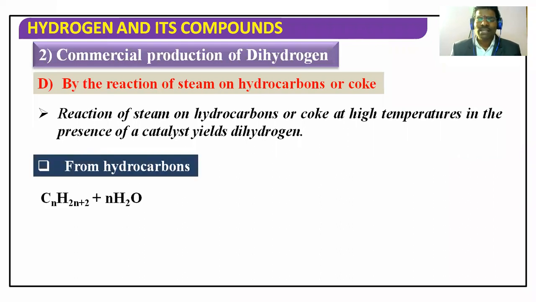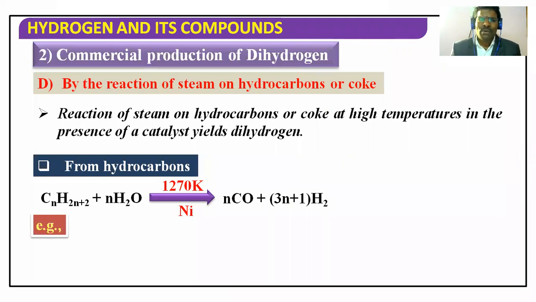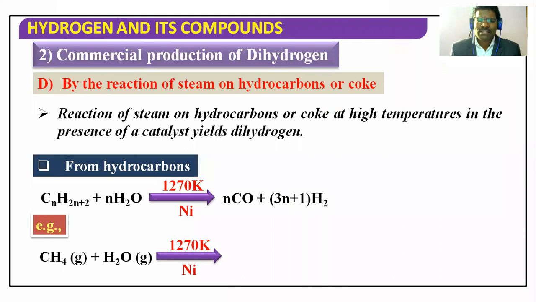See one example, dear students. I took here alkane CnH2n+2 plus nH2O. CnH2n+2 is known as alkane. So what is the answer? At 1270 kelvins in presence of nickel catalyst, it gives nCO plus (2n+1)H2 gas. Suppose I take the CH4 molecule as an example. CH4 reacts with the water vapors and gives carbon monoxide and H2 gas, dear students.